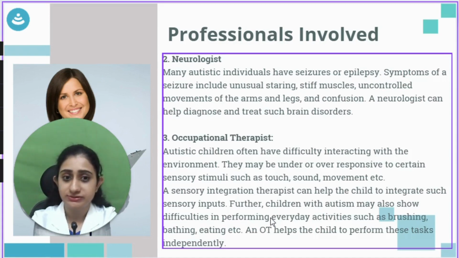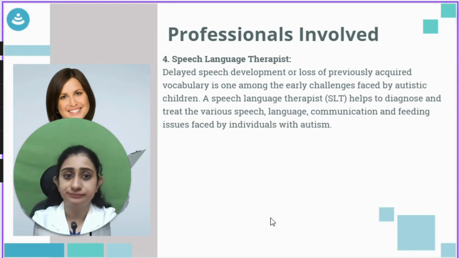Next is an occupational therapist. Autistic children may face difficulty interacting with the environment. They may be under-responsive or over-responsive to environmental stimuli such as sound, touch, visual stimuli, movement, etc. A sensory integration therapist can help the child to integrate such sensory inputs. Further, autistic children may also show difficulties in performing simple everyday tasks such as brushing, bathing, dressing, etc. An occupational therapist helps the child to perform these tasks independently.